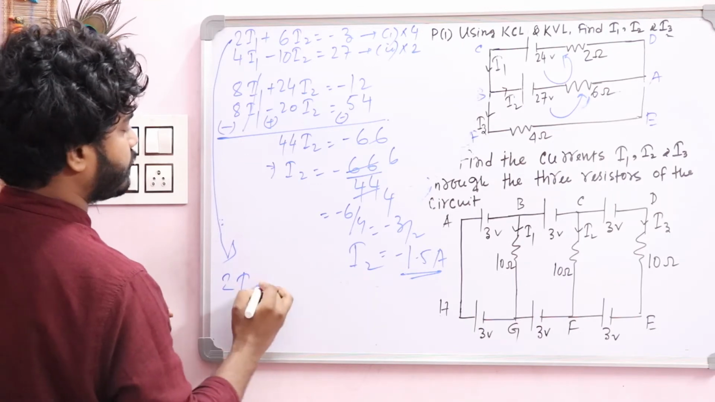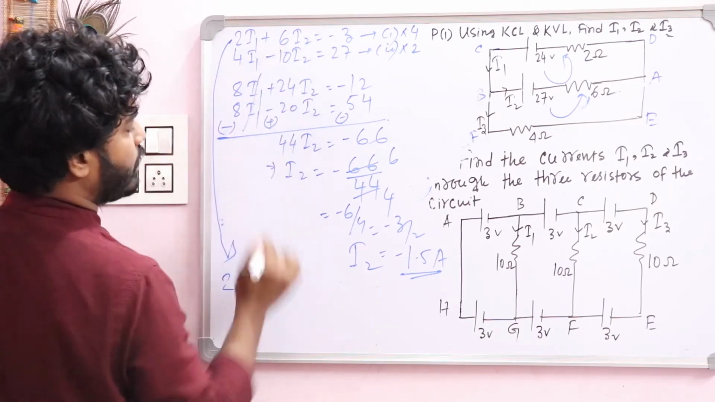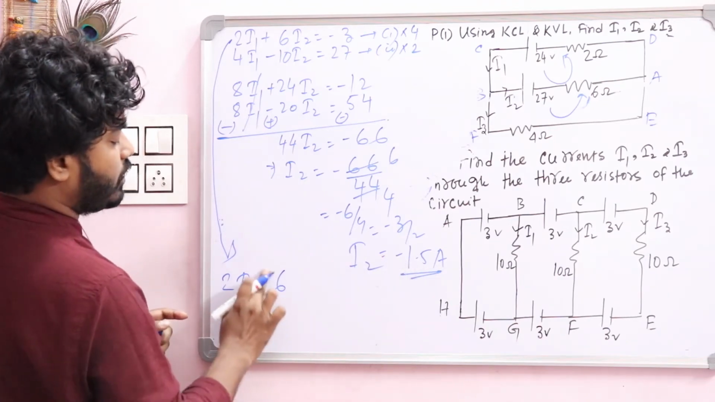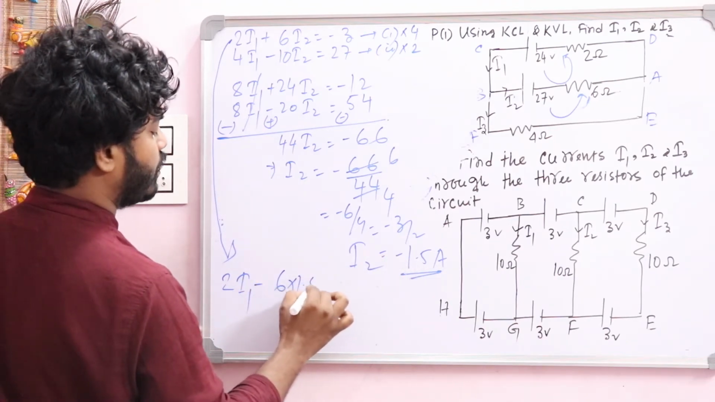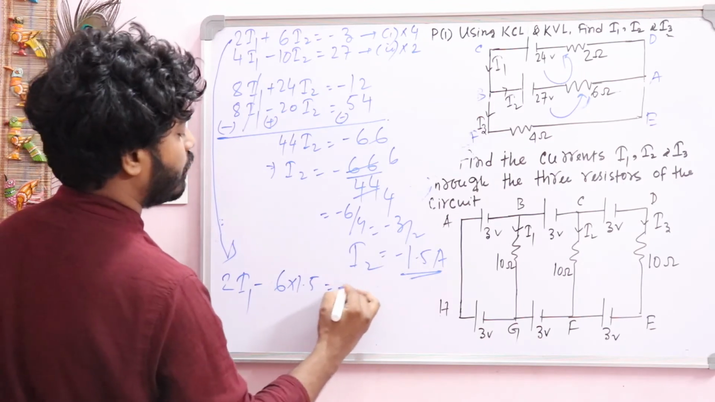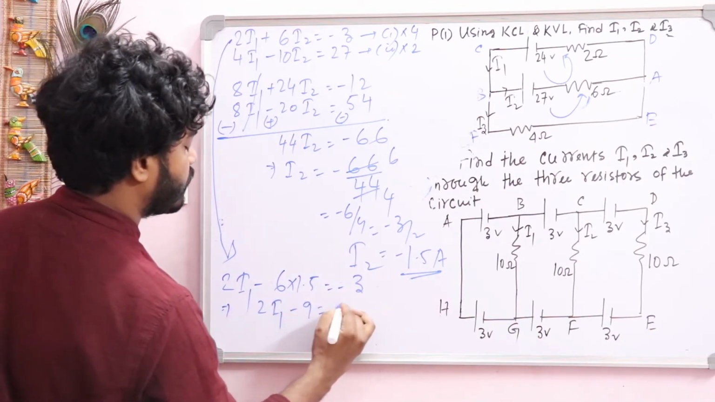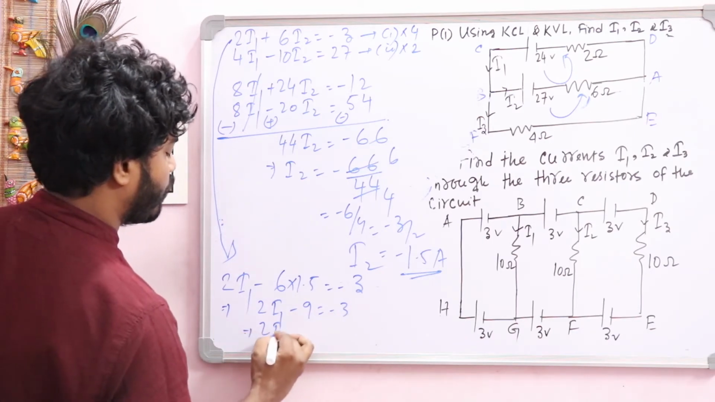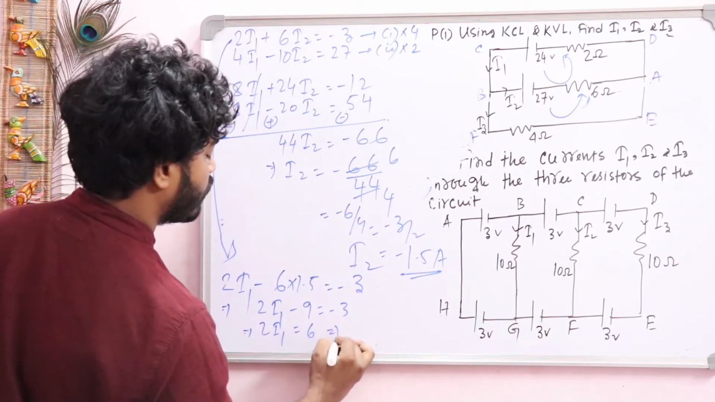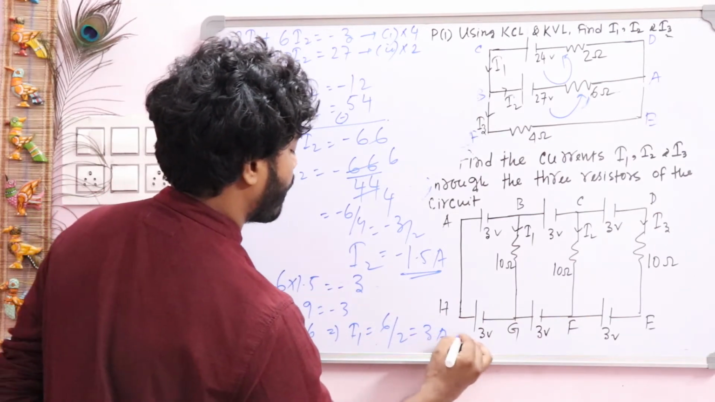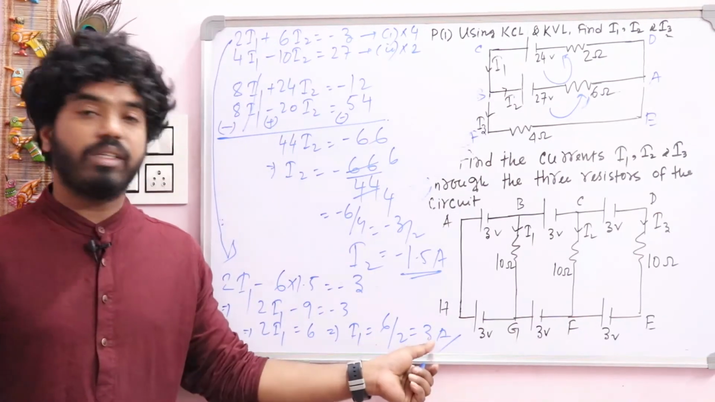2i1 plus 6 into i2, 6 and i2, that is minus 1.6. So this value will be minus into minus 1.5, that is equal to minus 3. So that is 2i1 minus 9, that is minus 3, that is 2i1 equal to plus 6. So from here i1 will be 6 by 2, that is 3 ampere. The value of i1 is 3 ampere.